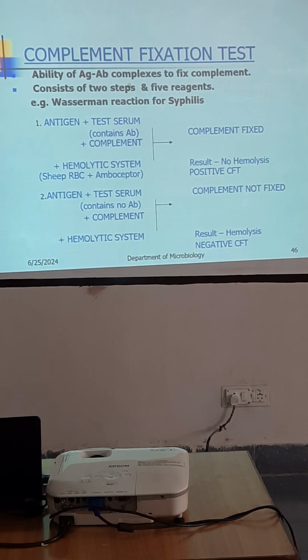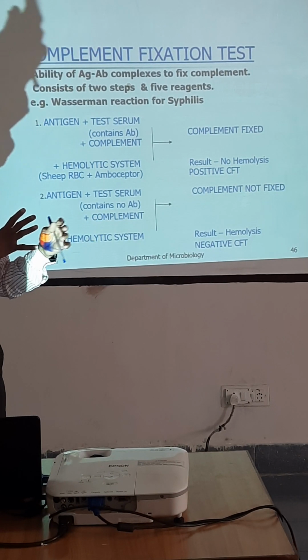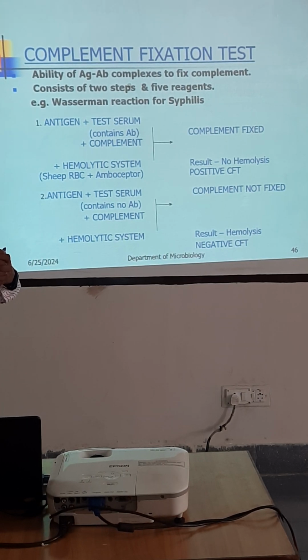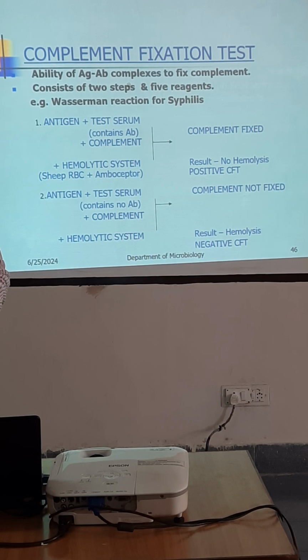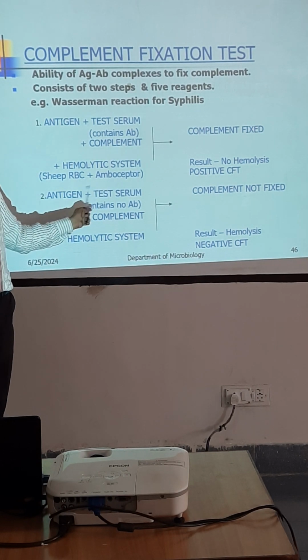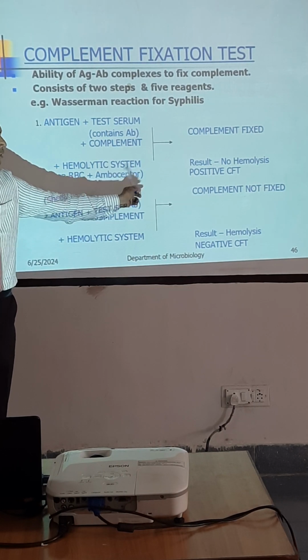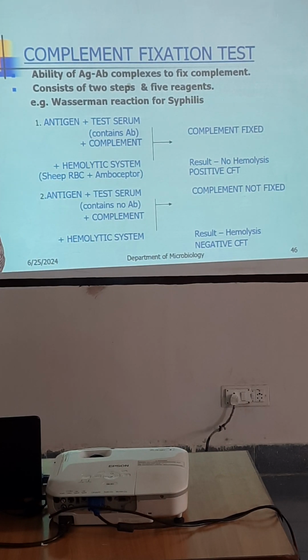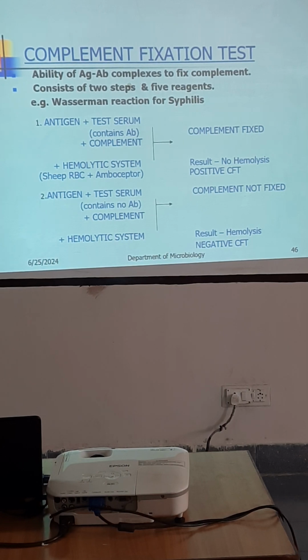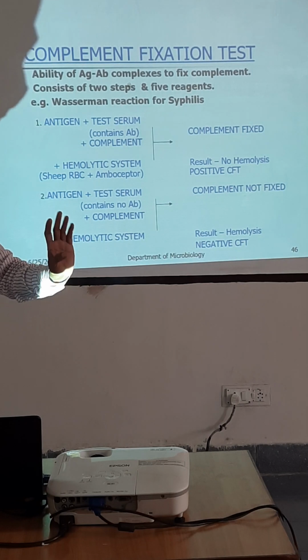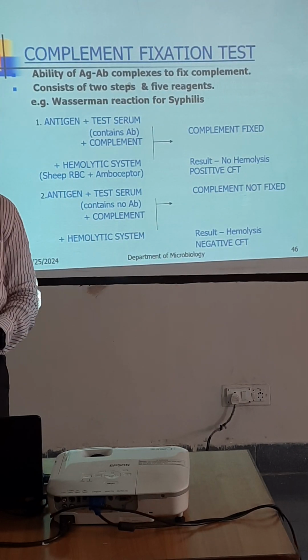But as the complement is utilized, which is already combined with the antigen and antibody, the specific antigen, specific antibody complex, there will be no hemolysis of this RBC and ambocyte combination, or the hemolytic system is not utilized. So therefore, the result will be no hemolysis. The test comes positive. Why? Because we have detected specific antibody in the patient's serum against specific antigen.